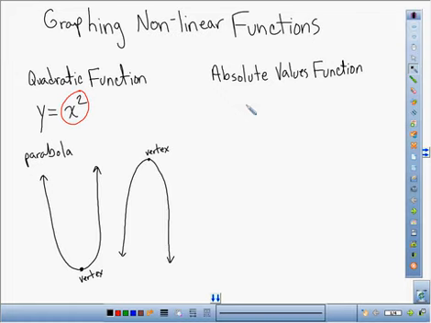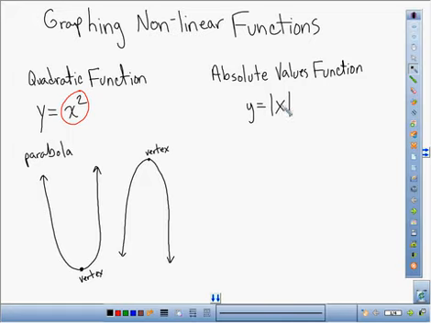The absolute value function is any function in which the x is inside absolute value bars. Remember those straight bars? And if you recall, absolute value always means to take the positive of a number. It's the distance that number is from 0 that it's measuring. So negative 5, the absolute value of that is 5. Positive 5, the absolute value of that is 5. It's always a positive number.